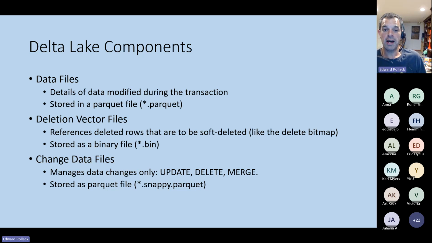They're stored as binary files, and whenever you read your Parquet files, it'll overlay this and check to see what rows are deleted and ignore them. Change data files manage only changes to data, so updates, deletes, and merges. When you take your data and modify it, you will create a special Parquet file, and it will contain those changes to understand what has gone from point A to point B. That's for time travel purposes. I need both the before and the changes and the after. It's the only way I can do versioning, is to have all those components in one place.